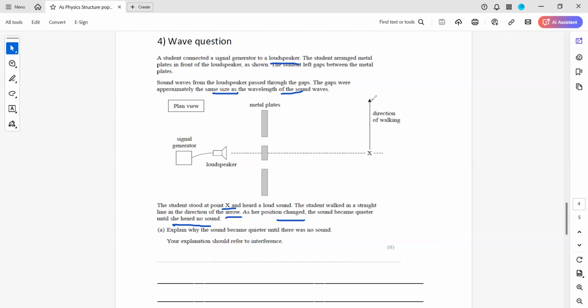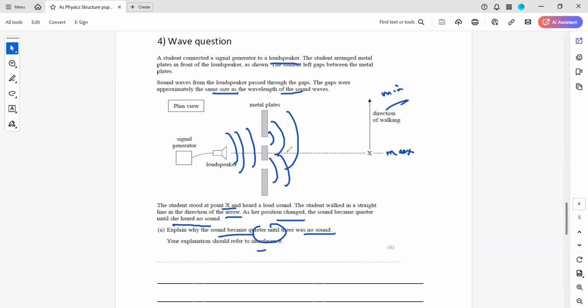So as she's moving in this direction, here it's a maximum, and at certain positions a minimum. Explain why the sound becomes quieter until there is no sound. You should reference interference. So first thing, the sound waves produced by the loudspeaker, when they pass through a gap, will diffract and there will be a maximum diffraction.